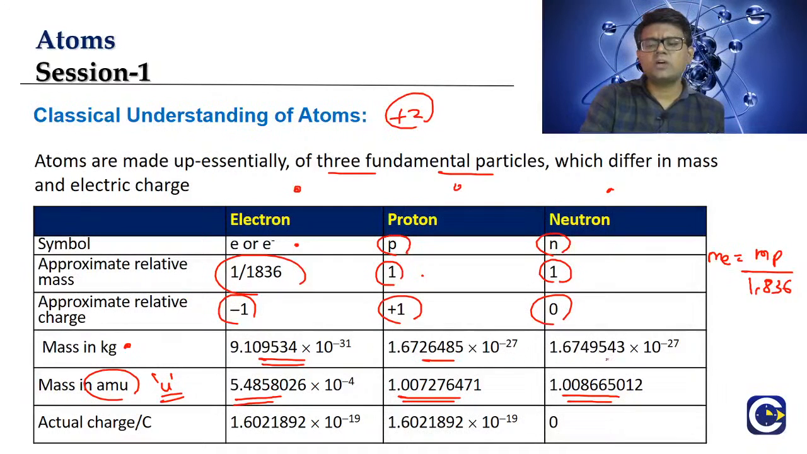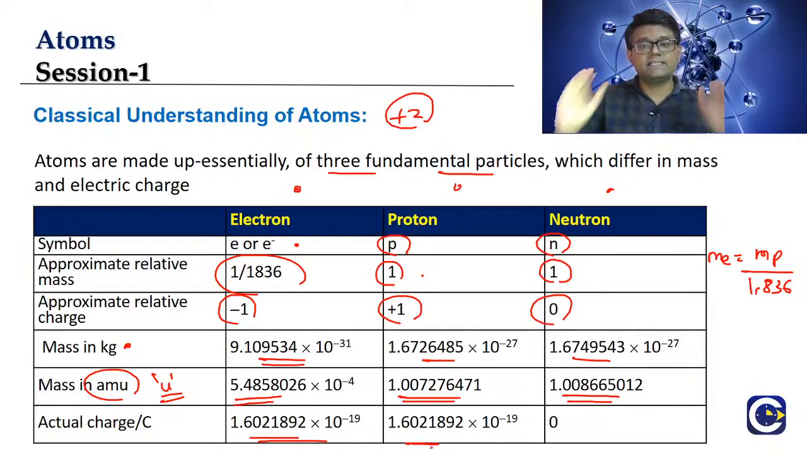And the mass of the proton and the mass of the neutron will be almost equal to 1.67 into 10 power minus 27 kgs. So this is about the mass of the proton and the neutron. Coming to the charge part, the electron will have a negative charge, the proton will have a positive charge. But what is the charge value? 1.6 into 10 power minus 19 coulombs. So this is what we have as the understanding of the subatomic particles, the particles present inside the atom.